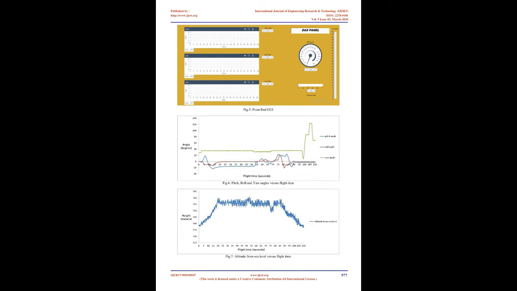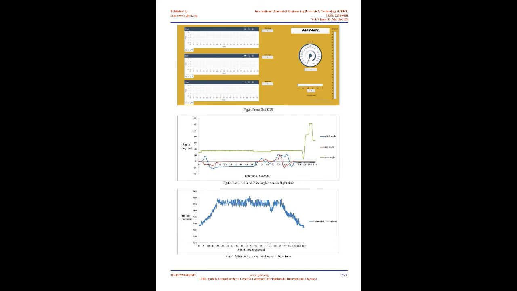3. LabVIEW: this software is used to design and develop a unique GUI for displaying real-time values of the flight data. The received signal values are processed and real-time graphs are plotted. 4. MS Excel: the stored data in a micro SD card is fed to MS Excel for validation. The graphs of flight data against flight time are plotted.